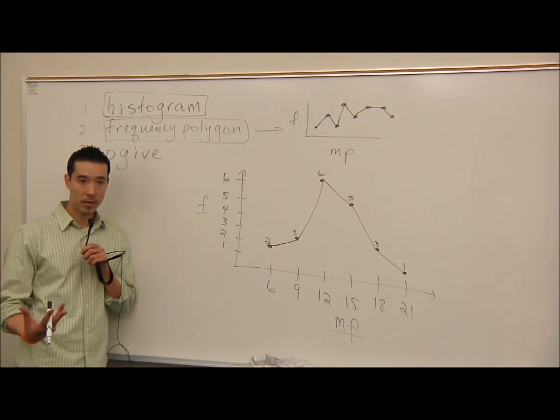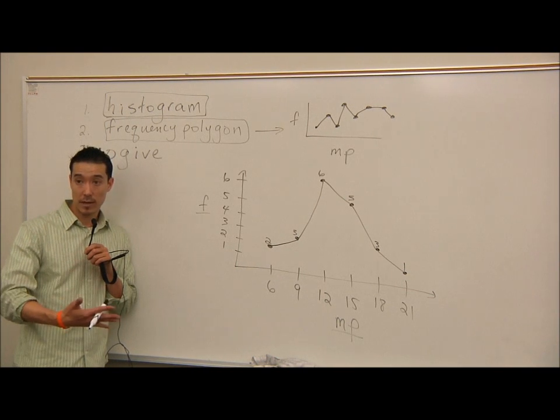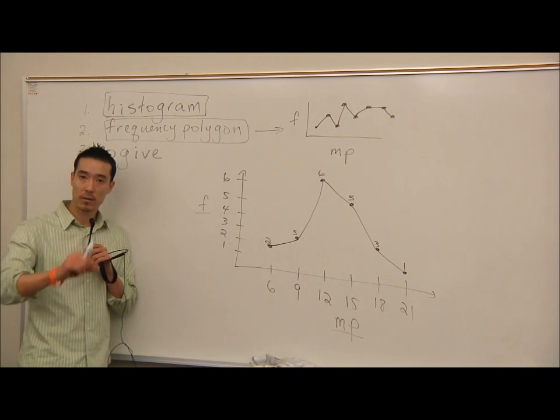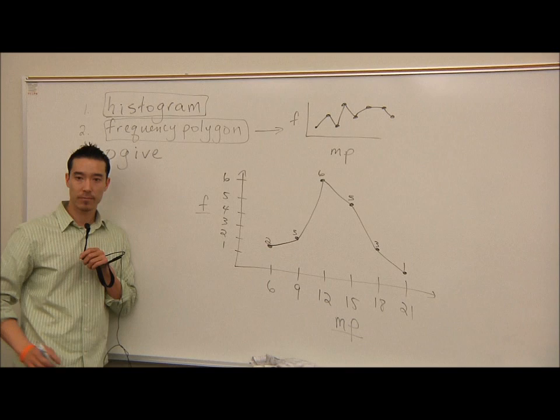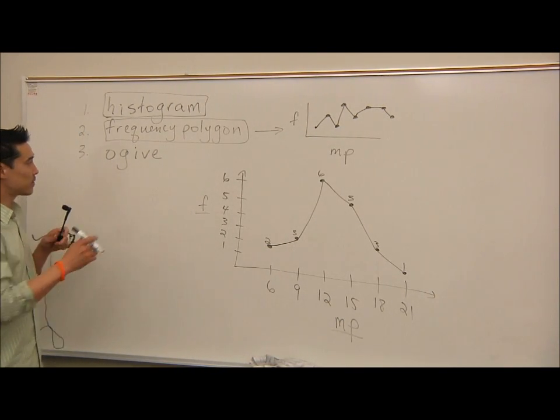The 3 things to memorize. What's on the horizontal axis? Midpoints. What's on the vertical axis? Frequencies. What does the graph look like? Connect the dots line graph. Okay? Great. Let's move to ogive.